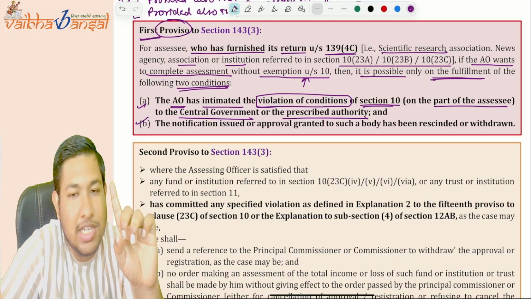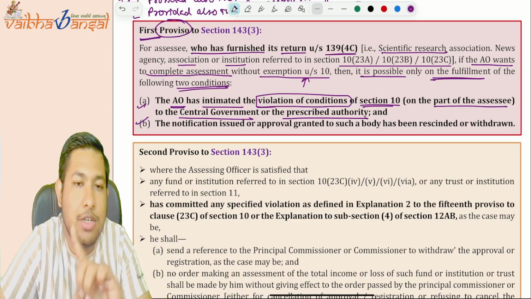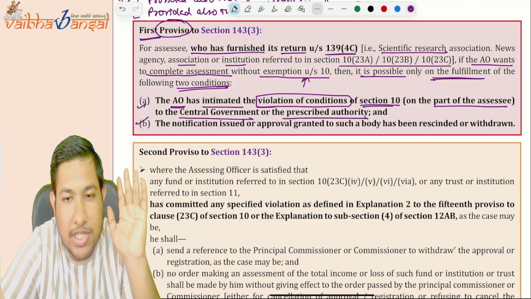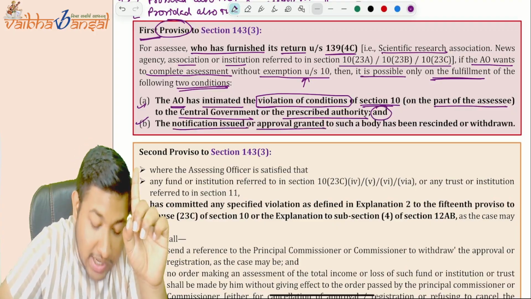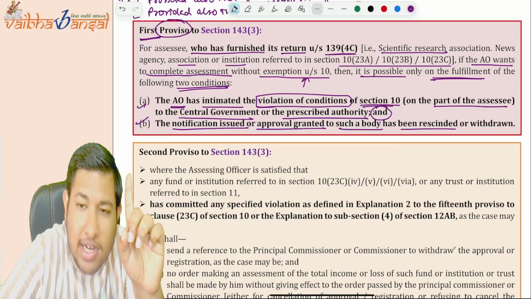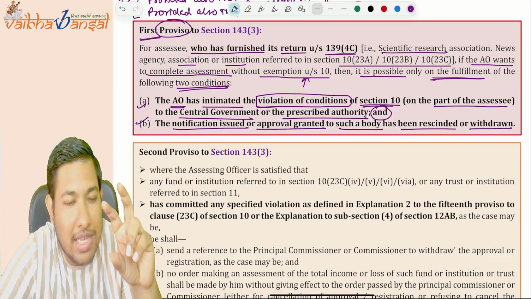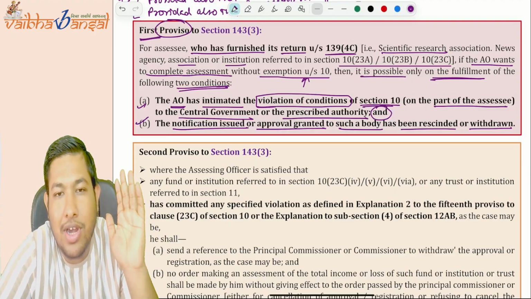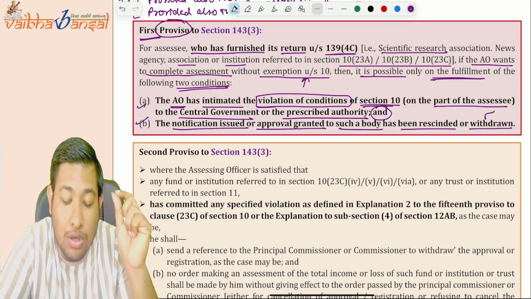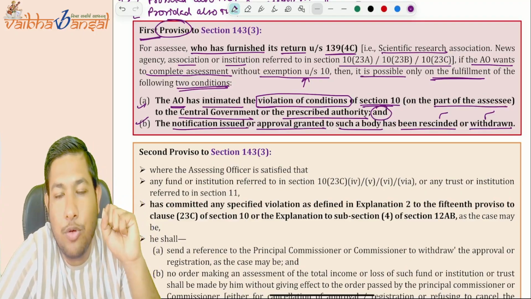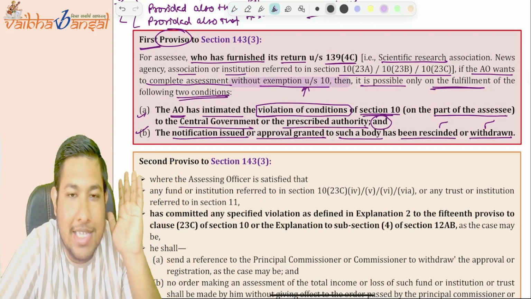So the first thing is that the assessee has committed a certain violation of the conditions of section 10, and the assessing officer has intimated the central government or the prescribed authority. The notification issued or approval granted to such a body has been discarded or withdrawn. So whatever exemption was given to the trust under section 10, or the approval which was given to the trust, if that particular authority of the central government has withdrawn or rescinded that approval, then in that case the exemption under section 10 will not be given by the assessing officer.